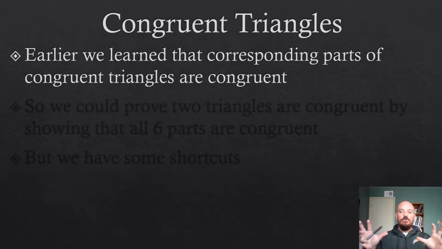So we said if two triangles are congruent, there are 6 different pieces of each triangle and you have pairs that are congruent. So each angle of one triangle is congruent to each angle of the other, and each side is congruent to the other.